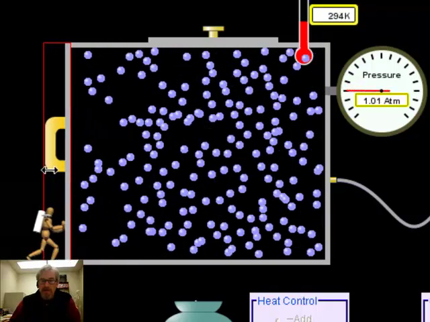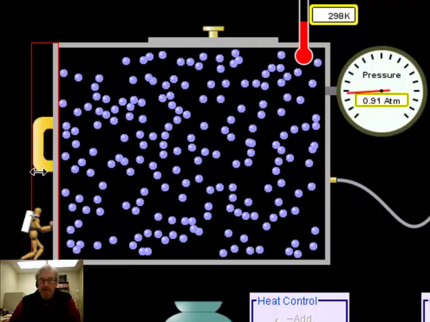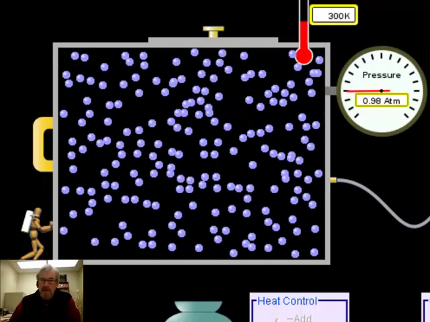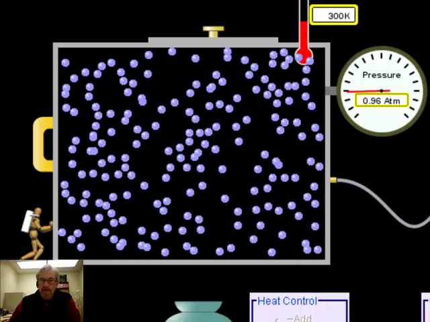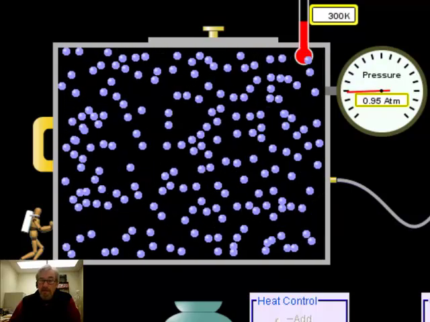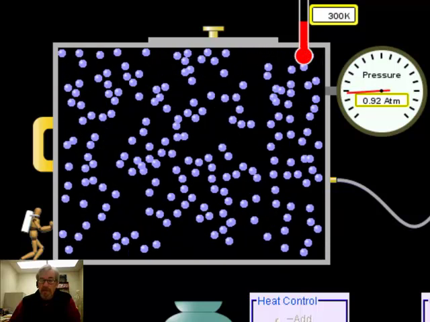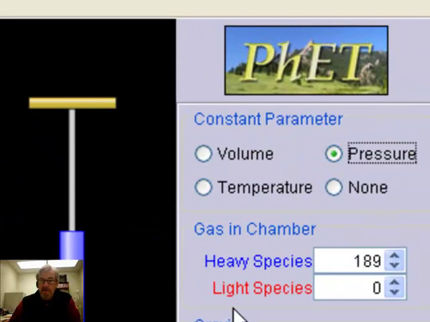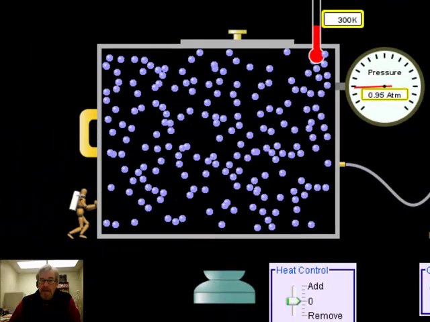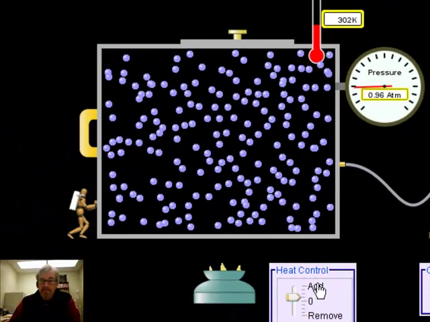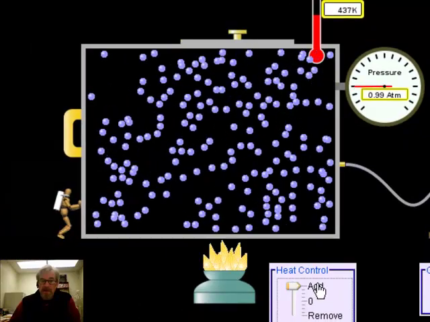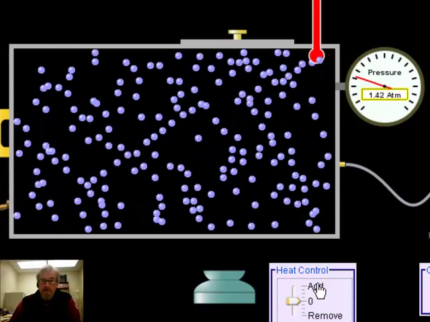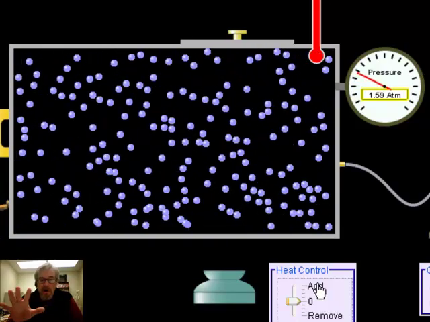I'm going to back my little guy out again. Next I want to look at Charles's law. Charles's law says that when I increase the temperature, the volume should increase if the pressure remains constant. So here's what I'm going to do. I'm going to click my little constant pressure box, and I'm going to add some heat. So the burner fires. Look what's happening to the little guy. He's getting pushed out. The volume has gotten larger because the particles are now moving faster.